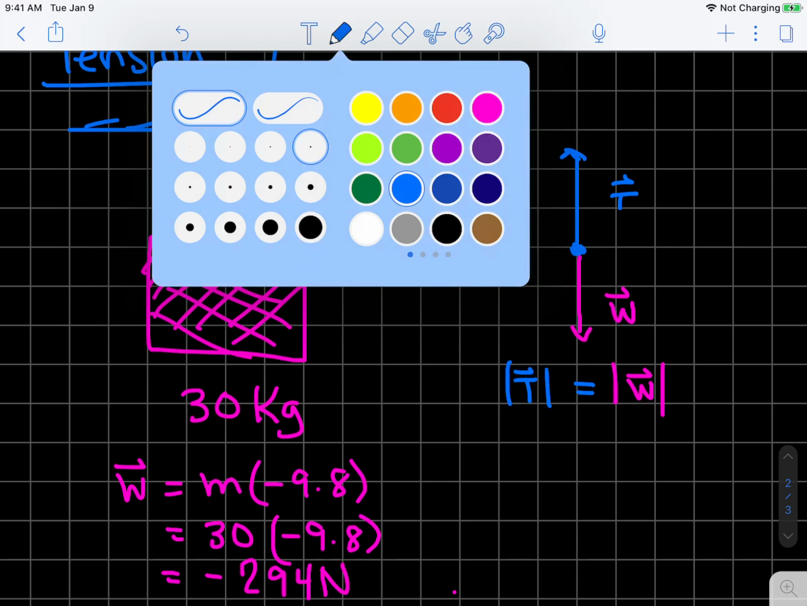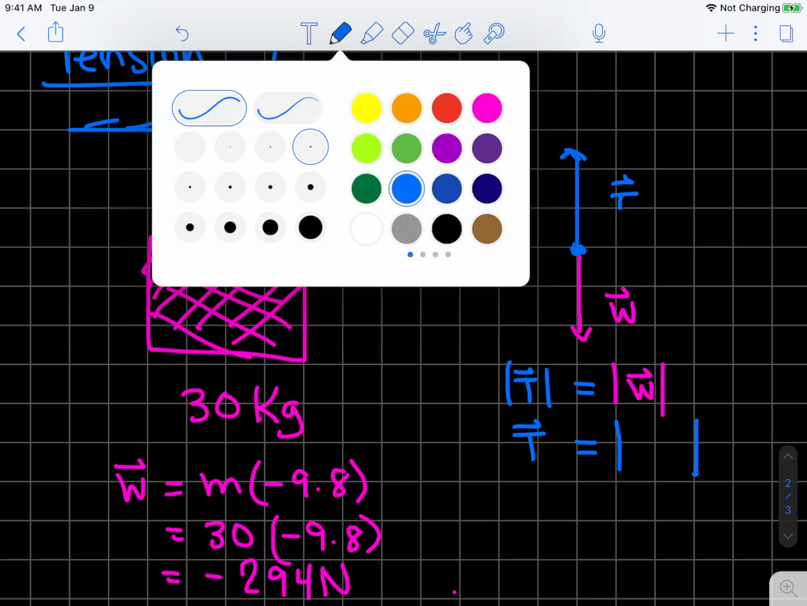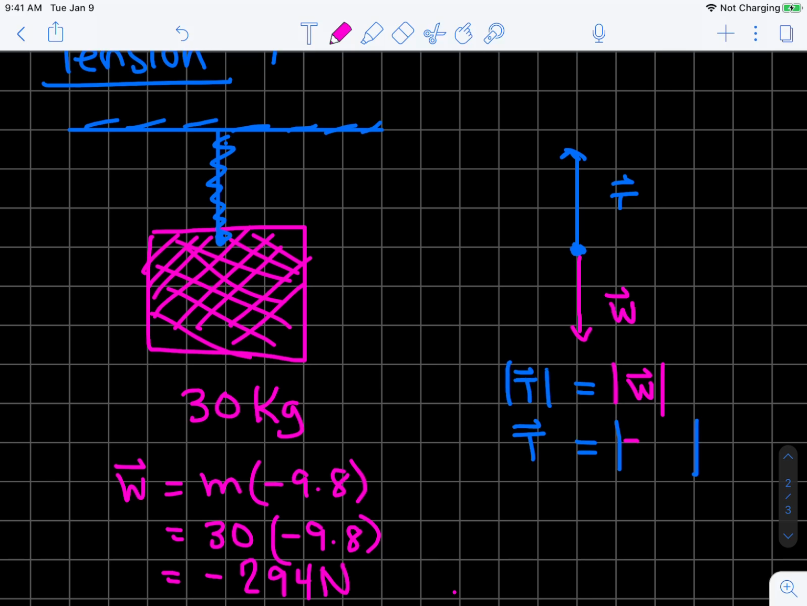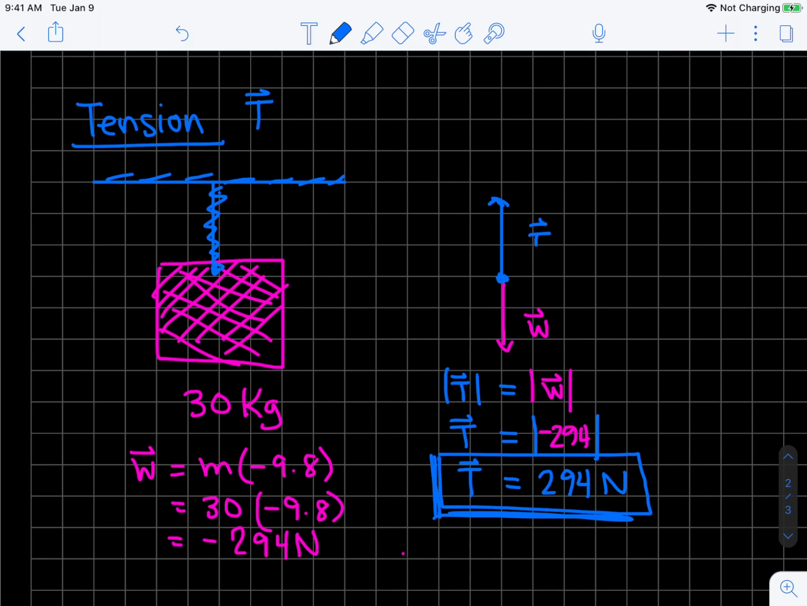So what does tension equal in this case? Well, tension is going to be equal to the magnitude of weight. And weight being negative 294 means that tension is equal to a positive 294 newtons. So that's how I would calculate tension. So that's our first scenario.